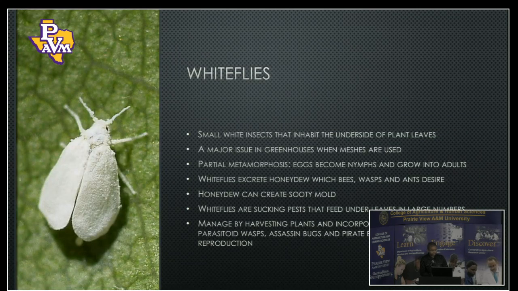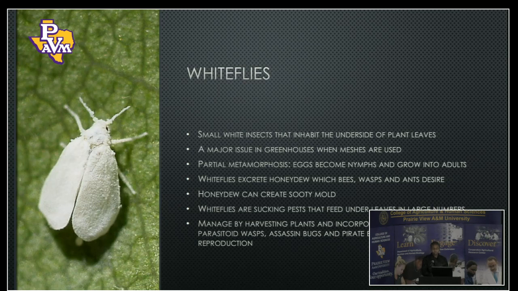And whiteflies. So whiteflies, you can tell why they're called whiteflies. They're small white insects that usually hang out on plant leaves. And I mentioned where if you use a mesh in a greenhouse, they can actually block out the predators. This is another example of that. And so they have partial metamorphosis. So the eggs, instead of turning into larvae, become nymphs, which are just miniature versions, and then they grow into an adult.